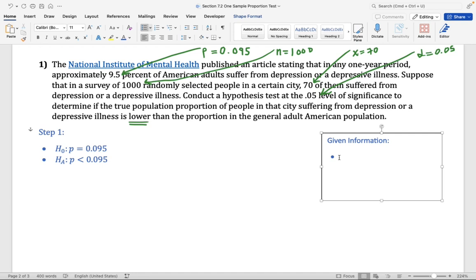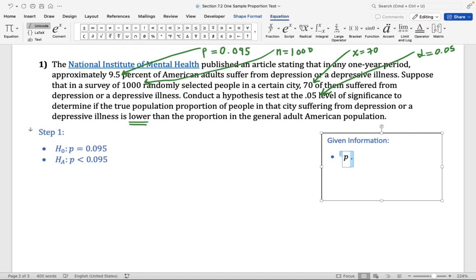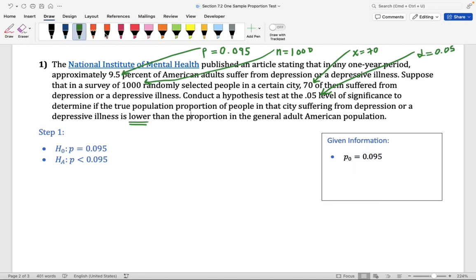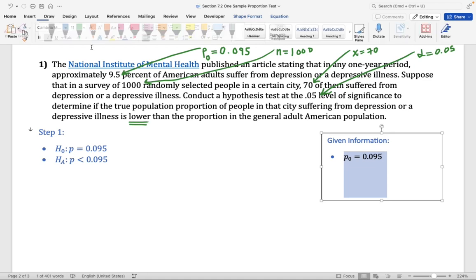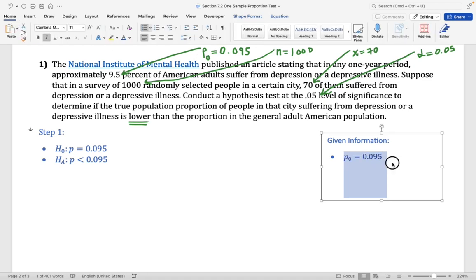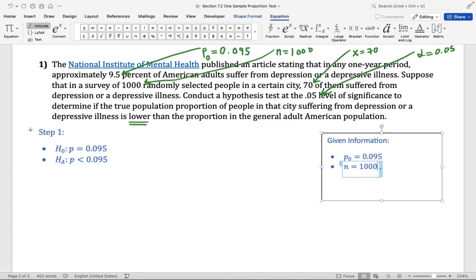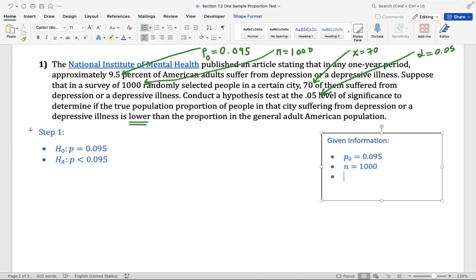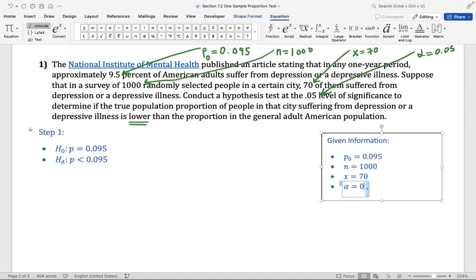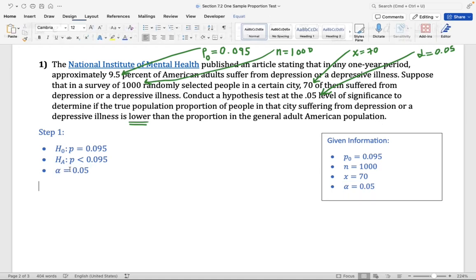I forgot to write down the given information here on the right, so let me go ahead and do that. Here, instead of writing P, I'm going to write P naught because this is the value that we're claiming P to be, 0.095. Let me go ahead and do the same here above. This is the value that we have on the null hypothesis, which is why we have P naught. I want to make sure to write P naught because this is the value that we're claiming P to be. But it could be the case that P is some other value. That's why I don't want to write P is equal to this value. So that is our P naught. We said N is equal to 1,000, X is equal to 70, and alpha is equal to 0.05. And you can also write alpha here on step 1.